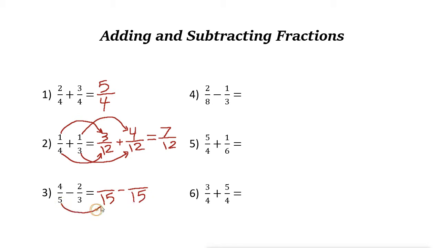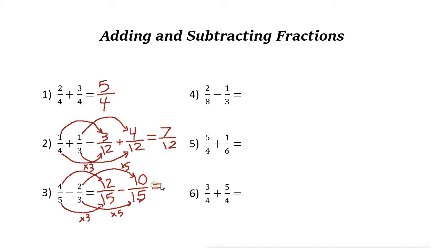5 multiplied by 3 gives you 15. Now you need to do the same thing for the numerator. So multiply by 3, the answer is 12. 12 over 15 equals 4 over 5. Now the next one, 3 multiplied by 5, you got 15. Do the same thing for the numerator. 2 times 5, you get 10. 10 over 15 equals 2 over 3.